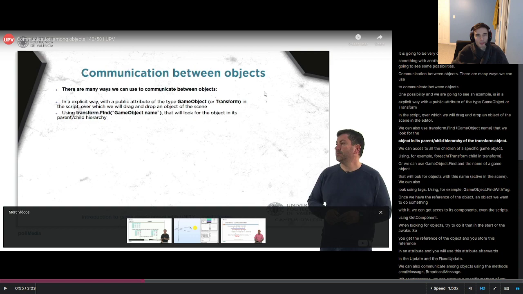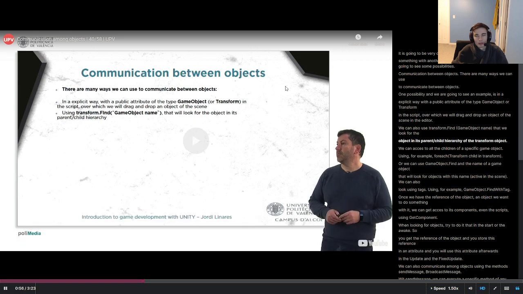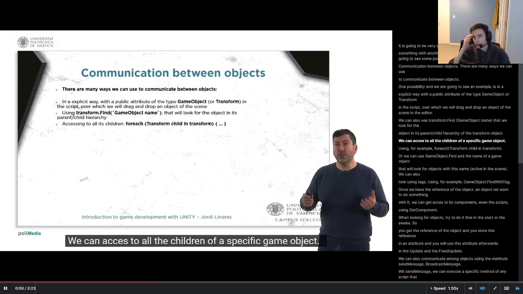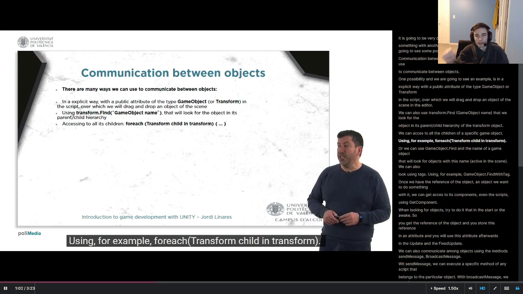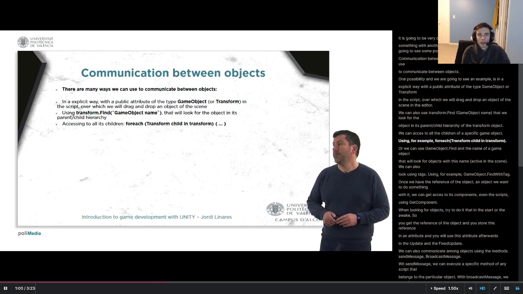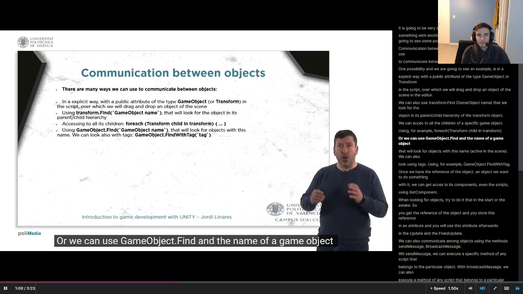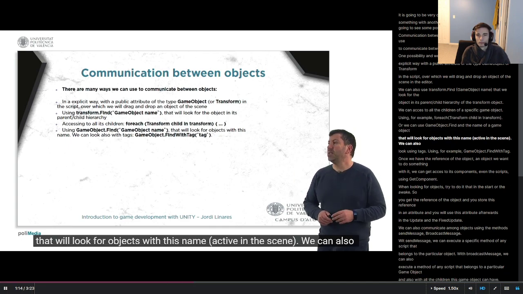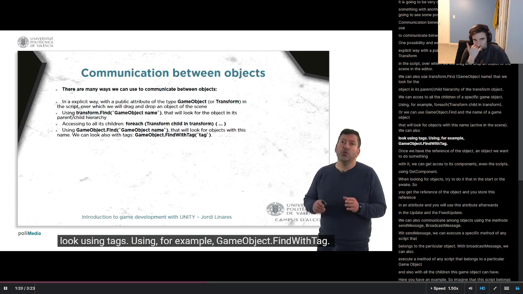With a public attribute of the type GameObject. We can access all the children of a specific game object, for each transform child in transform. Or we can use GameObject.find and the name of a game object that will look for objects with this name, active in the scene. We can also look using tags, using, for example, GameObject.FindWithTag.